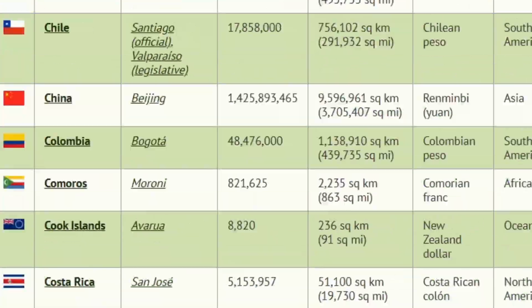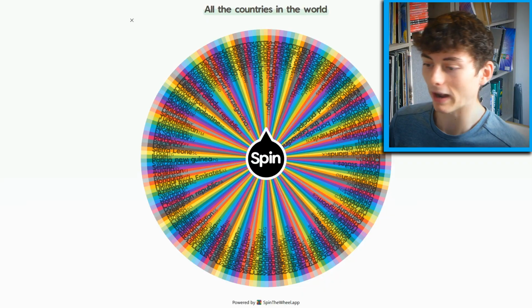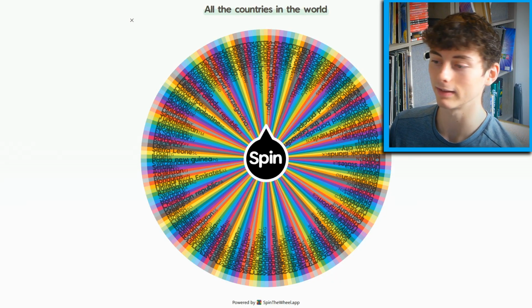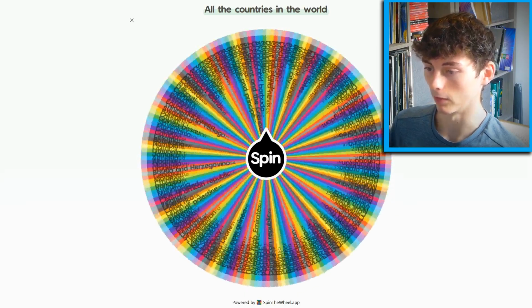There are 197 countries in the world, give or take. And today I'm going to be drawing some of their flags from memory. So as you can see, I've got a spinner here. We're going to just spin the wheel and see what we get, and I will try and draw that flag. So let's go straight into it. First spin. There's a lot on there.